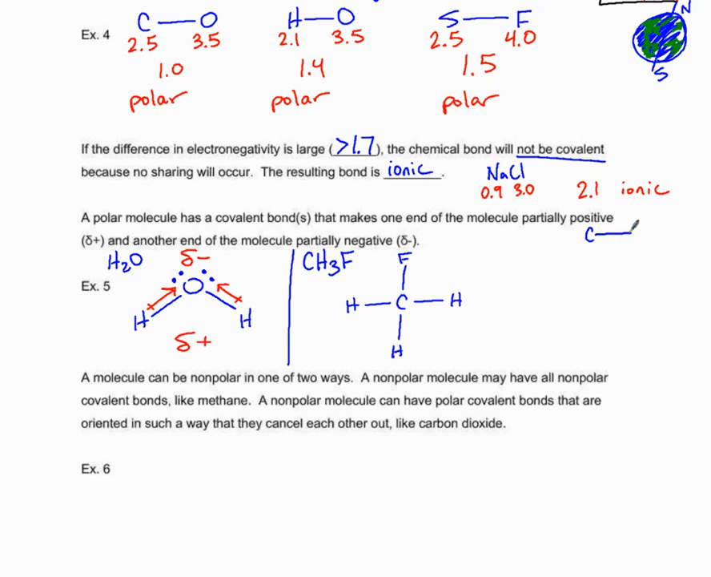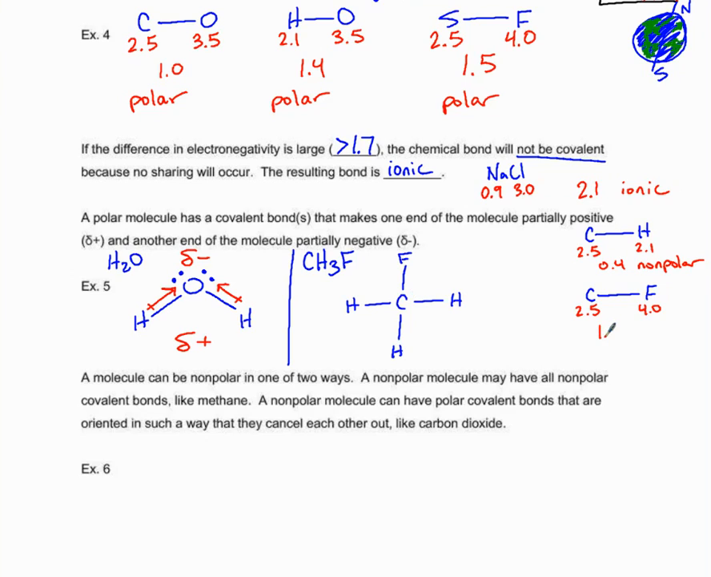So we have to look at each of these bonds individually, carbon to hydrogen and carbon to fluorine. So if you look back on the previous page, we find that carbon is 2.5 on the Pauling scale. Hydrogen is 2.1, fluorine is 4.0. So the carbon to hydrogen bonds have a difference of 0.4, which makes each of those nonpolar. So this bond is nonpolar, this bond is nonpolar, and this bond is nonpolar.